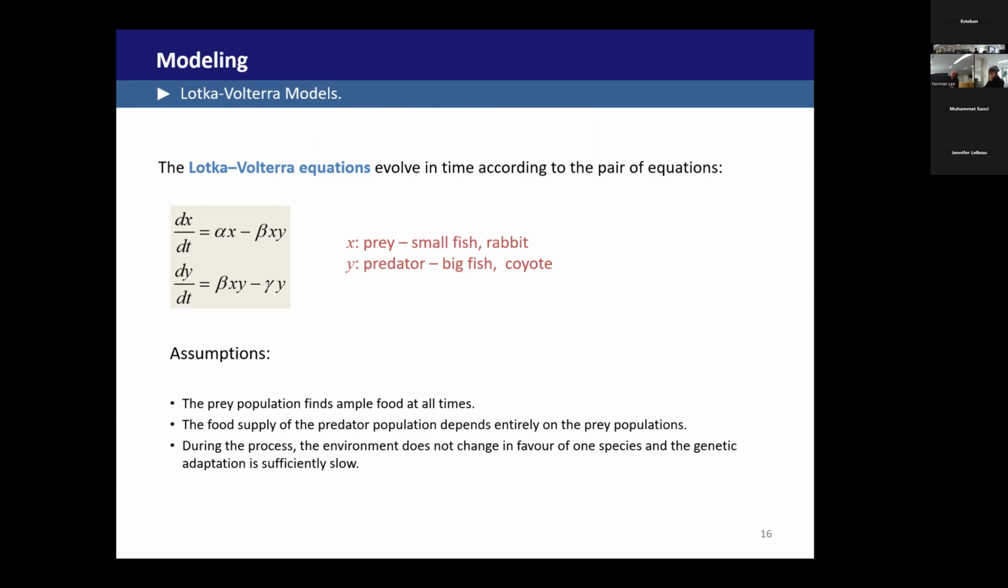So if we don't work with the model on those assumptions it was based on, the model will basically predict other things that are not really logical to the problem. The assumptions in this problem are simple, but sometimes not trivial. For instance, the prey population is always plentiful. The food supply of the predator population depends only on the prey population. During this process, we are simulating that the environment doesn't change in favor of one species, or the genetic adaptation of the other. So, these are the most simple assumptions we have there.